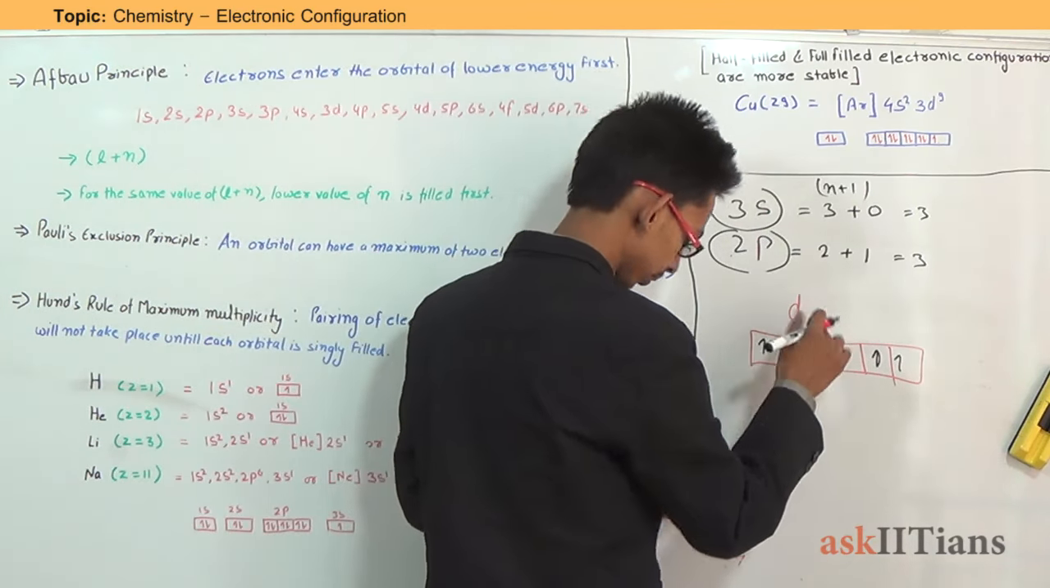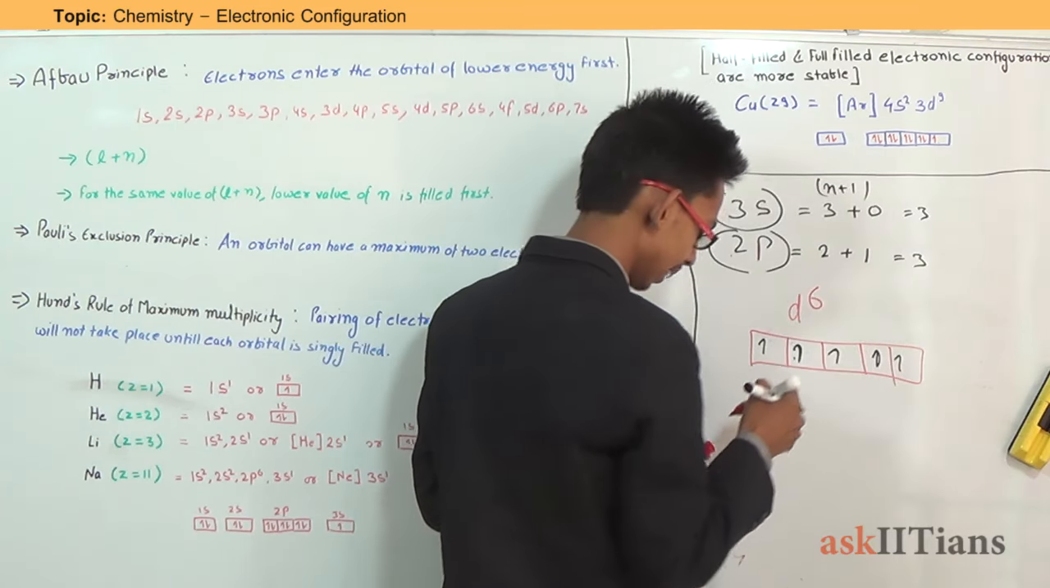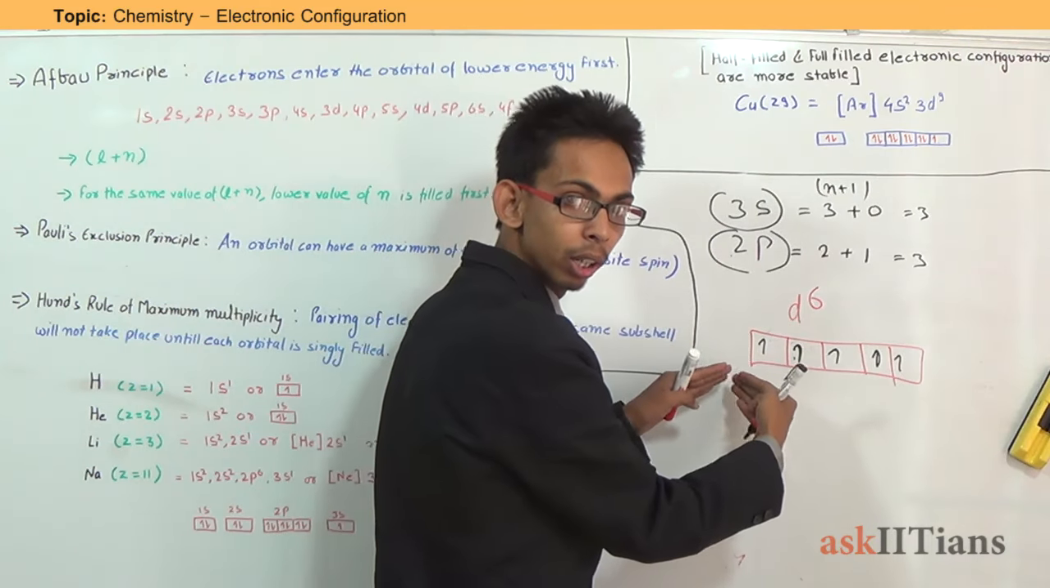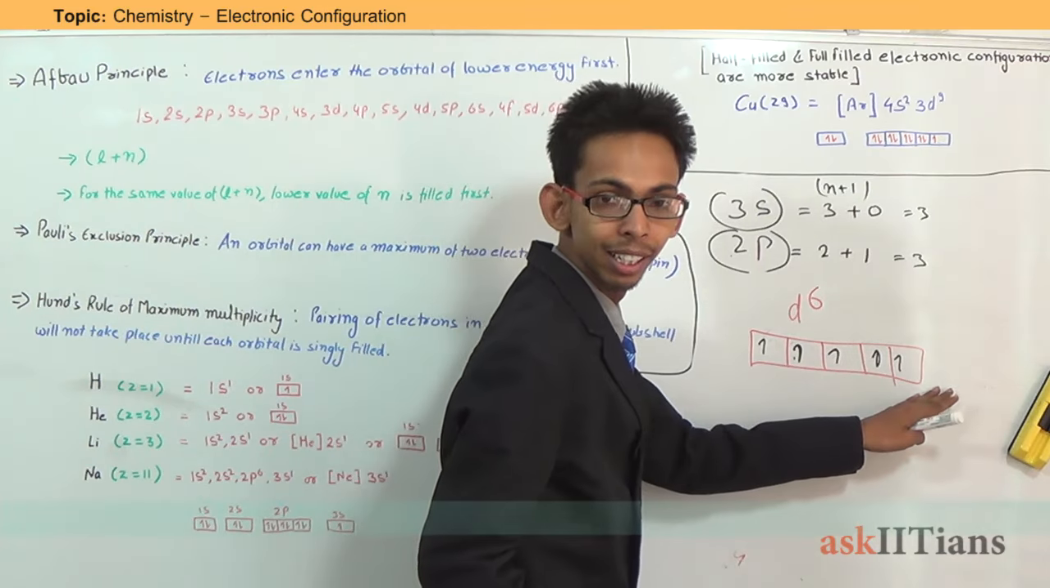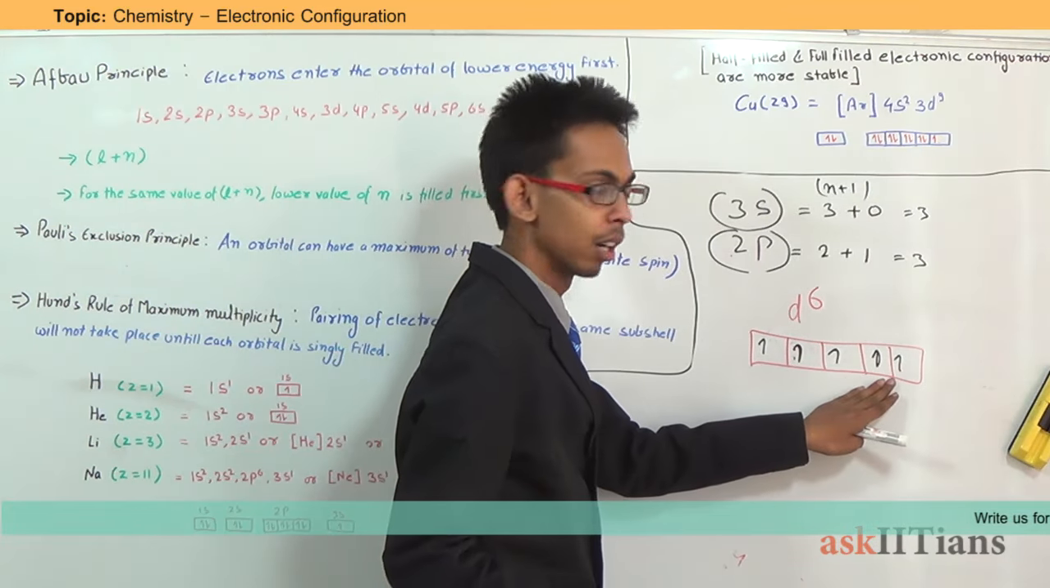Now, if the electronic configuration is d6, in that case, first fill all the 5 orbitals with a single electron each. Then these are only 5, but we have 1 more.